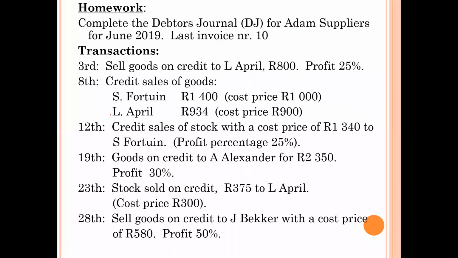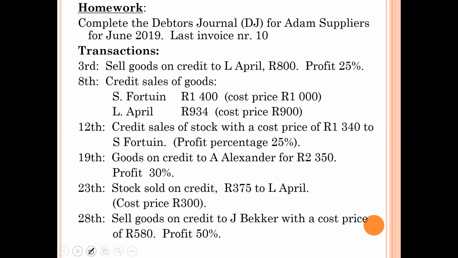And we are on the 12th, credit sales of stock with a cost price of 1,340 to S14. And the profit percentage is 25%. So please, this time they say with a cost price. So they give you the cost price of 1,340. So this time you need to go and calculate the selling price. So it's S14 on the 12th.